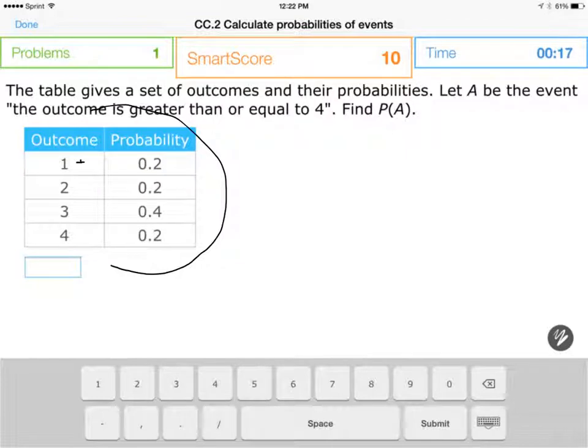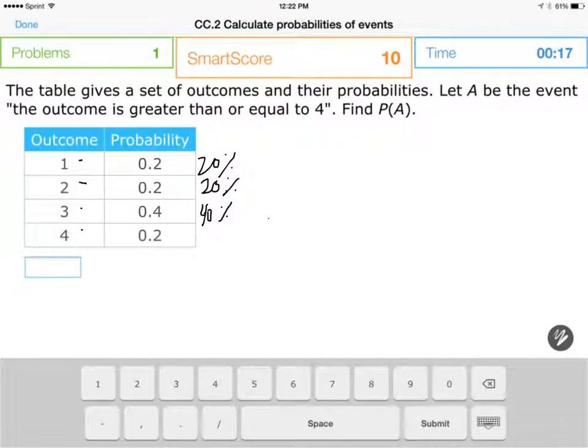So the chance that the first thing happens is 0.2, and 0.2 equals 20%. Remember, if I have a 0.2 and I need to turn that into a percent, I move it over twice, it becomes 20%. Looks like the chance of the second thing happening is also 0.2 or 20%. So there's a 20% chance of that happening and a 20% chance of that happening. There's a 40% chance of the third thing happening, whatever this thing is. You can think of any four things you want here: 1, 2, 3, and 4.